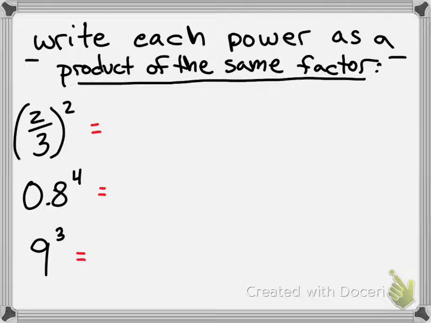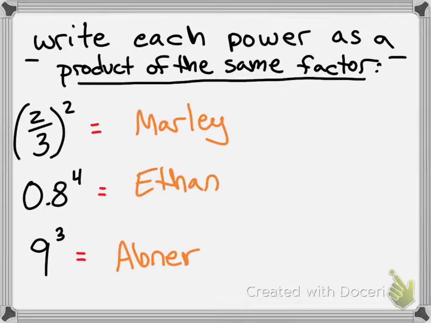But now, I want you to write each power, notice I call them powers because it's to the power of, as a product of the same factor. Product means multiply. Marley, what would the first one be? 2/3 times 2/3. Excellent. Perfect.